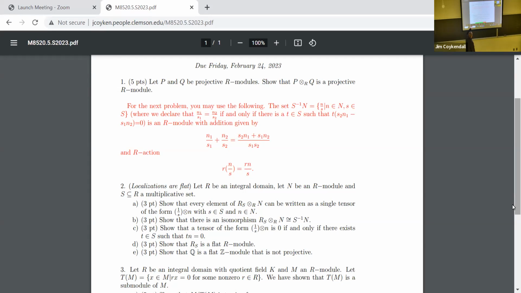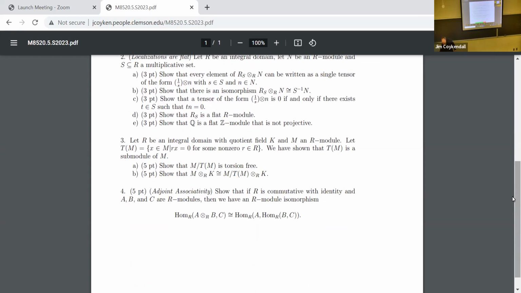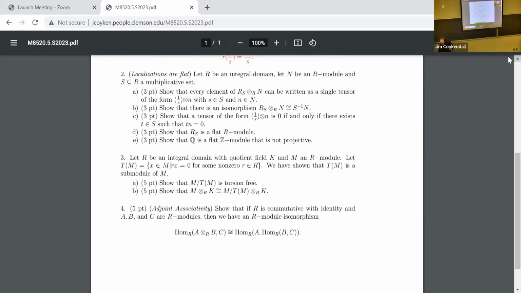And we declare that two of these fractions, N1 over S1 and N2 over S2, are the same if and only if there's some T in S such that T times (S2N1 minus S1N2) equals 0. This is quite familiar if you've seen localization before. This is an R module with addition given by adding the fractions the same way you would, and you multiply by a scalar the same way. So we're going to use this for the following magical mystery tour problem that I've affectionately titled Localization Is Flat.